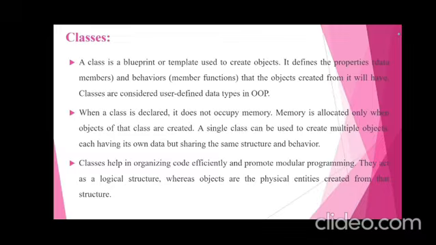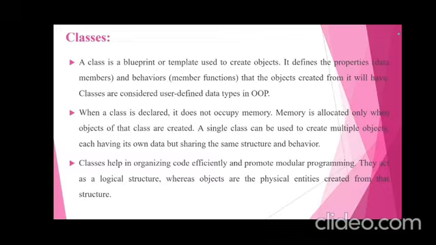So, the next point is, when a class is declared, it does not occupy memory. Memory is allocated only when objects of that class are created. A single class can be used to create multiple objects, each having its own data but sharing the same structure and behavior. It means simply defining a class will not use any memory because it is only a blueprint and not an actual entity. Memory is assigned only when we create objects from that class.